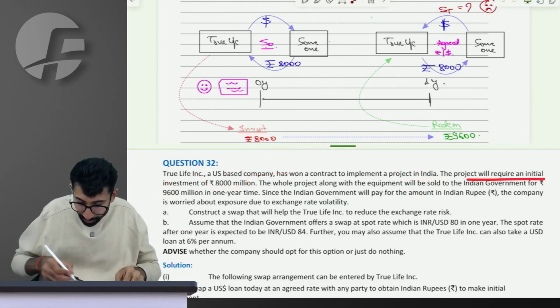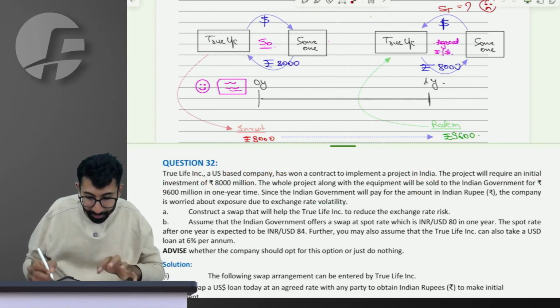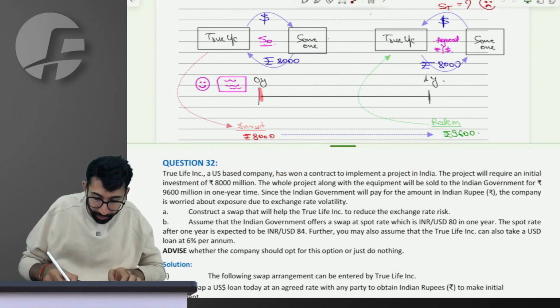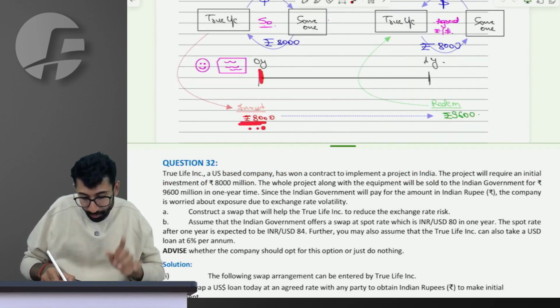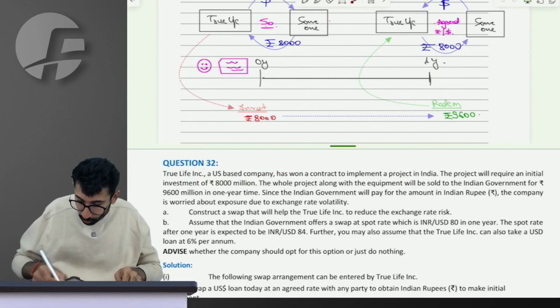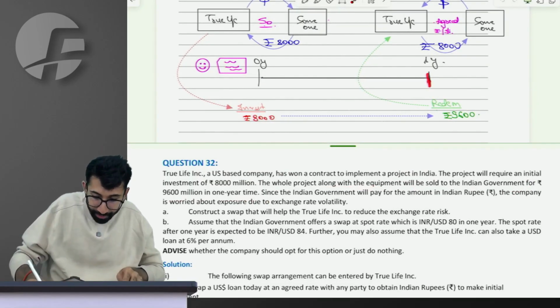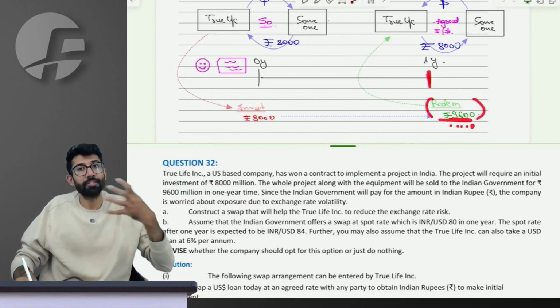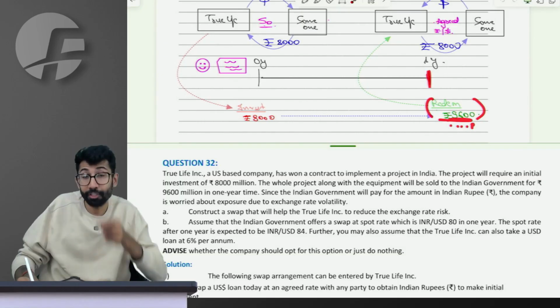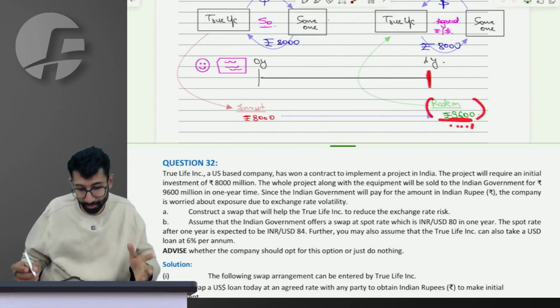The project will require an initial investment of 8,000 million. Listen to it here. At time 0, I need to invest 8,000 million rupee. Fine. The whole project along with the equipment will be sold for 9600 after a year. At the end of the first year, the entire project will be sold for 9600, which means to me as a US company, I will have an inflow in rupee terms of 9600.